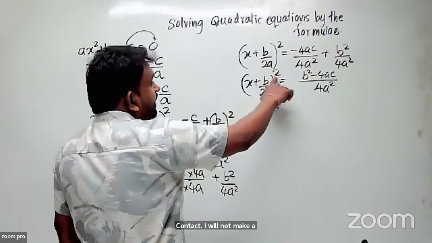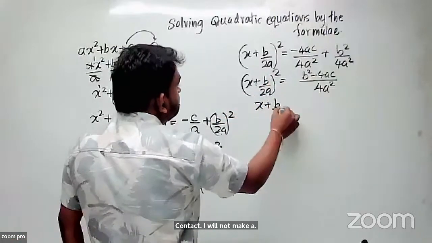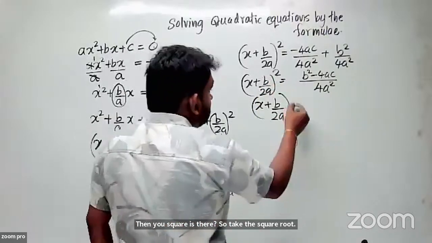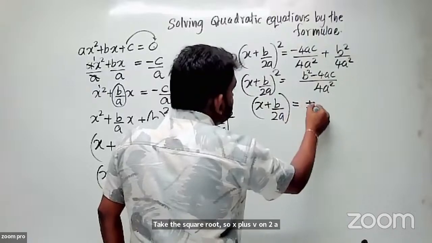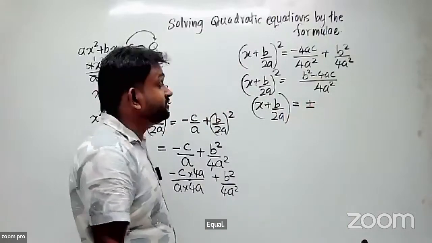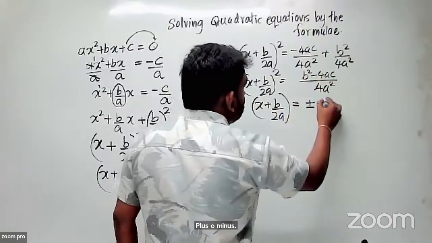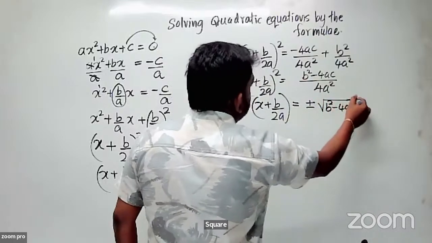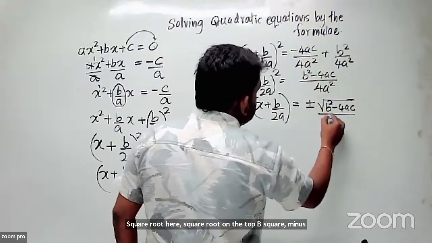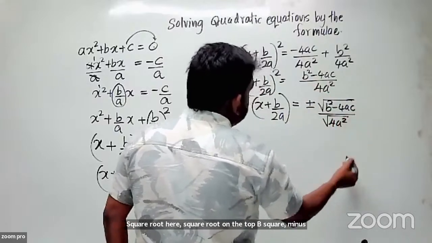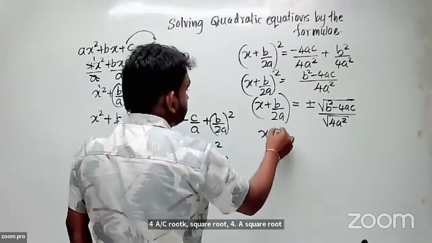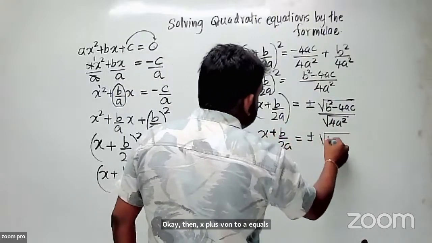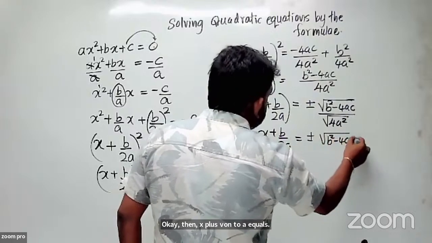Then the square is there. So take the square root on both sides. x plus b upon 2a equals plus or minus the square root here. Square root on the top, b squared minus 4ac. Then the bottom also needs its square root, 4a squared. Okay, then x plus b upon 2a equals plus or minus square root of b squared minus 4ac, upon.